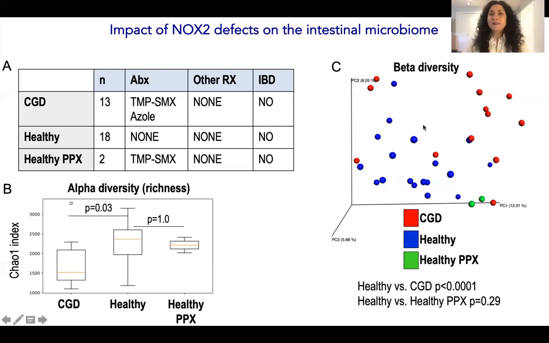We then looked at the beta diversity of our population. So that's the overall appreciation of the composition of the intestinal microbiota. This is demonstrated here by principal component analysis, where each circle represents a stool sample from a different patient. And what we see is firstly that samples from patients on microbial prophylaxis who are healthy cluster with samples from healthy individuals. But samples from patients with CGD cluster together and separately from healthy individuals and individuals who are healthy and on prophylaxis.